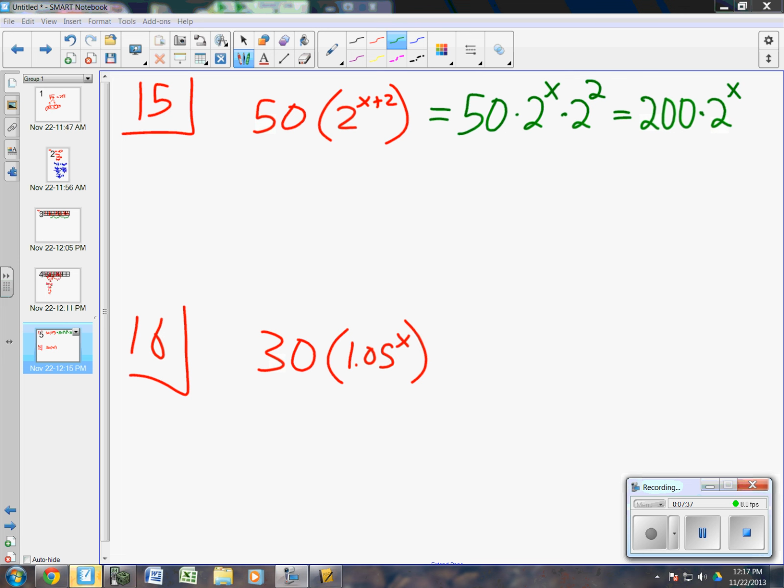Now, I cannot multiply 200 times 2 because the order of operations says I have to raise 2 to the x power first, and I don't know what x is, so I have to leave my answer like that. Does that make sense?